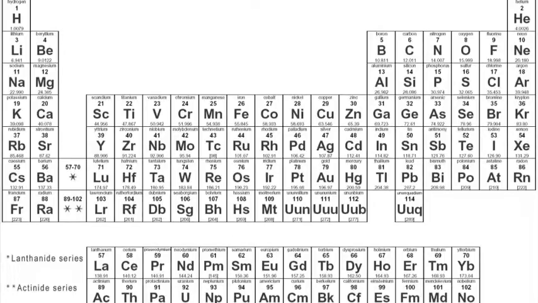Let's say you have H2, hydrogen gas. Since it is two of the same element bonded together, the electronegativity difference is 0, and the electrons are equally shared between the two atoms, making hydrogen gas a pure covalent bond.